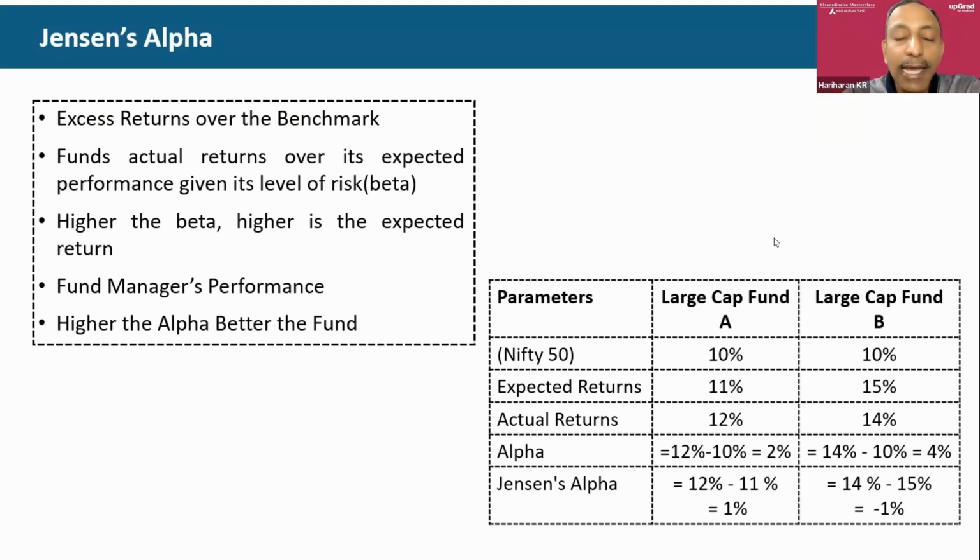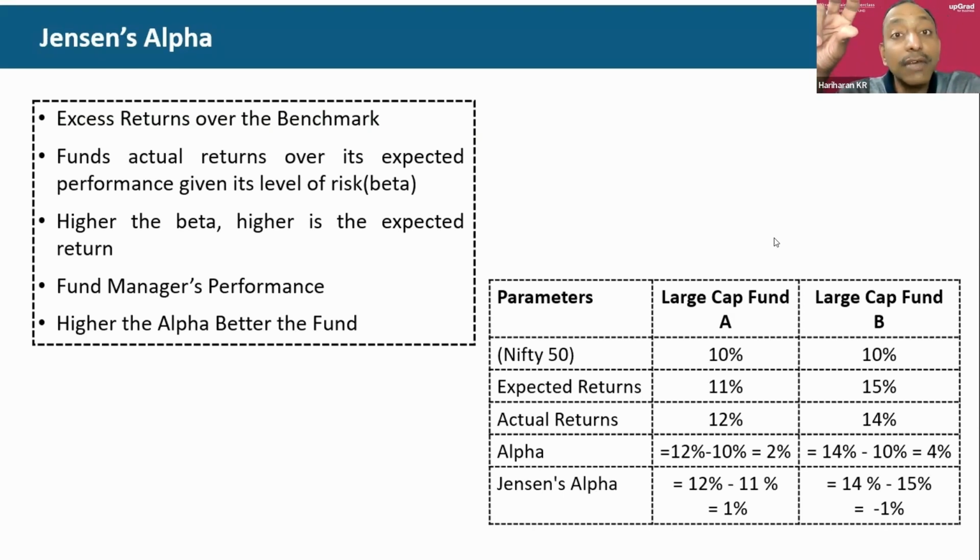So now you look at A. Let's say fund A has an expected return of 11%. Fund B has an expected return of 15%. Why has it got a higher expected return? Because that fund manager has taken higher risk. Therefore, for the expected return, there's a formula to calculate that. I'm not getting into that formula. So that fund is supposed to deliver 15%.